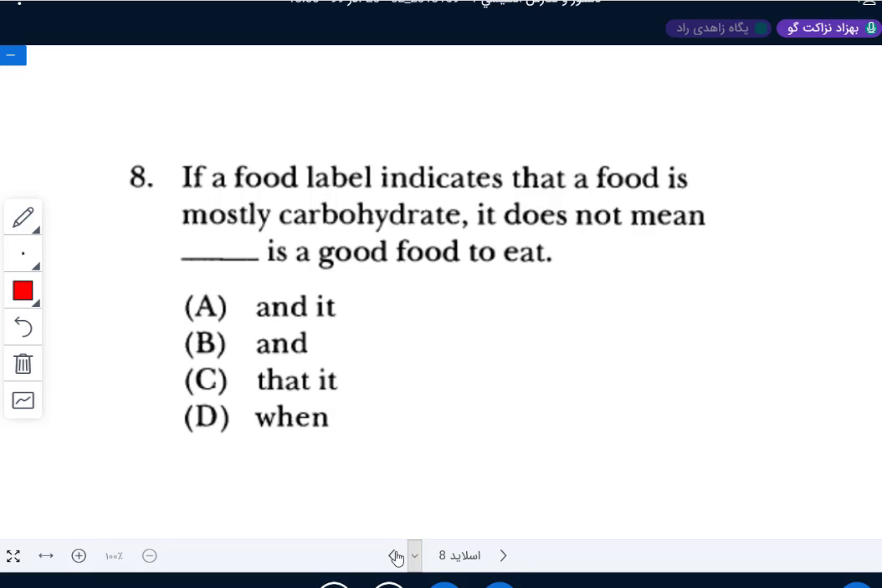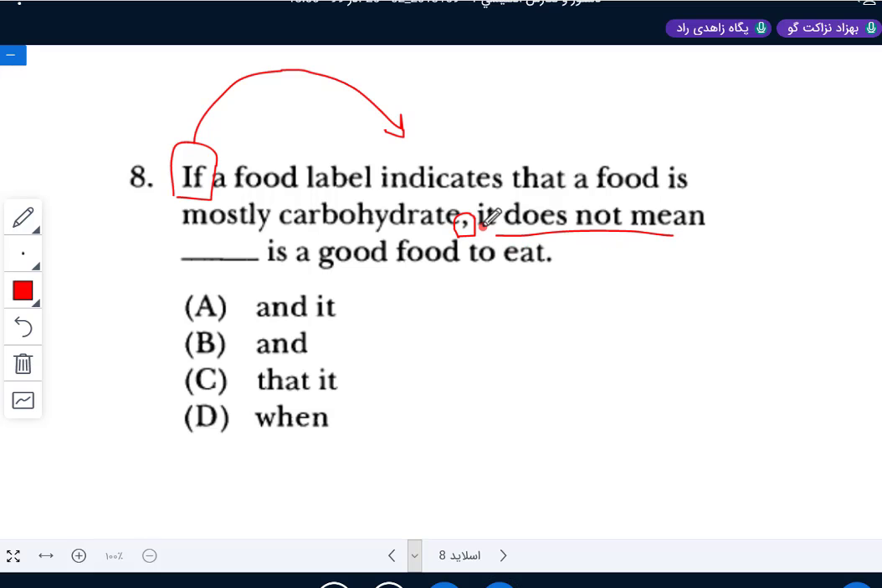If a food label indicates that a food is mostly carbohydrate, it does not mean that it is a good food to eat. So the best choice, I think, is C. Very good. Choice C is the best choice. Well, as you see here, we have a comma, and there should be a reason for this comma. We have a conditional sentence. This is a subordinate clause, adverbial clause. This adverbial clause requires a main clause, and this is a main clause.